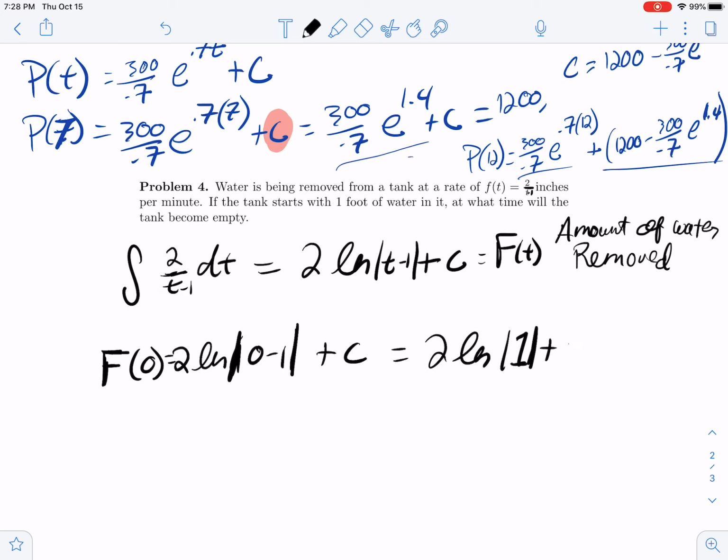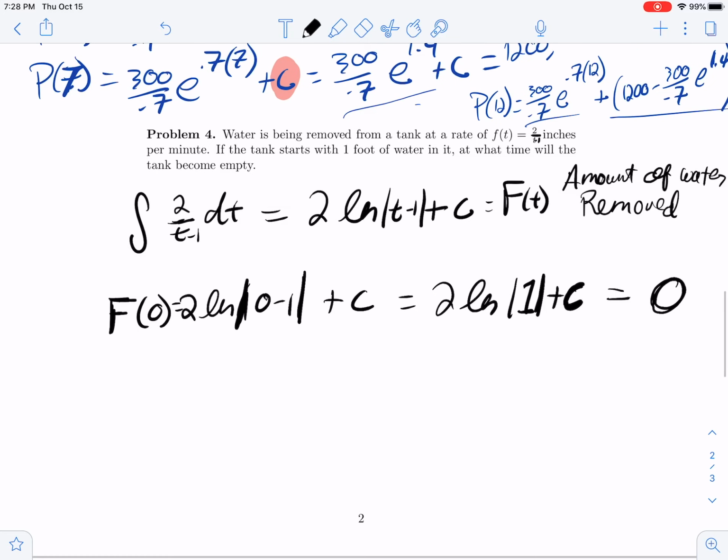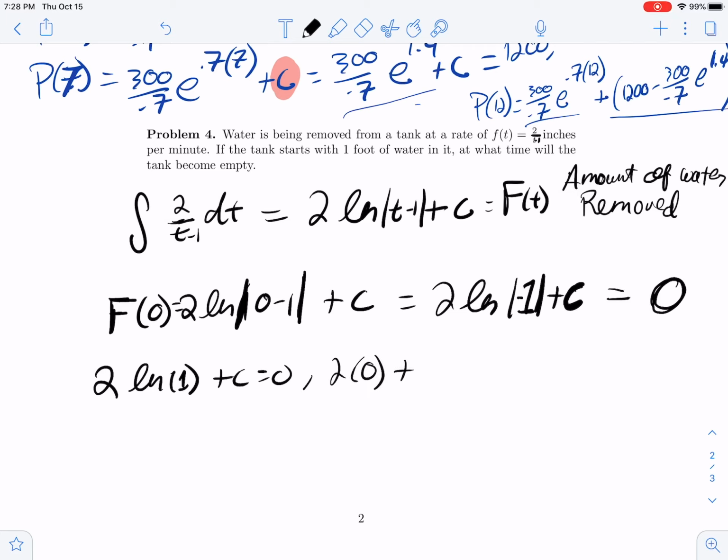Now, what is it going to be equal to? Well, how much water is removed at time 0? We haven't removed anything yet. So the amount of water removed has to be equal to 0. And what do we do to figure out, again, what c is? We'll simplify a little further. ln of 1. Well, this is the absolute value of negative 1. So this would be 2 ln of 1 plus c equals 0. ln of 1 is 0. So this is 2 times 0 plus c equals 0, and we get c is equal to 0.